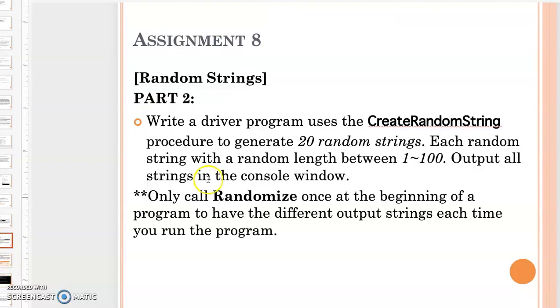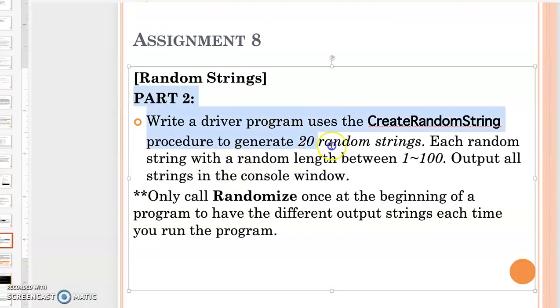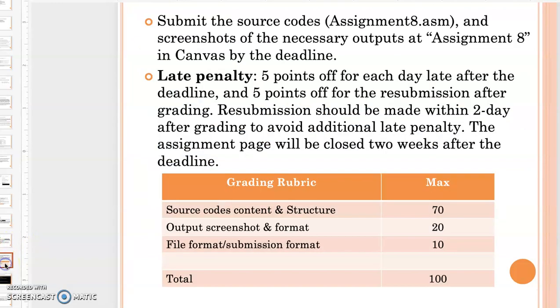So that's your assignment 8. Even though we say you have 2 parts, in your assignment 8.asm file, your main procedure includes your part 2, to create your 20 random strings. Then of course you have your create random string procedure.